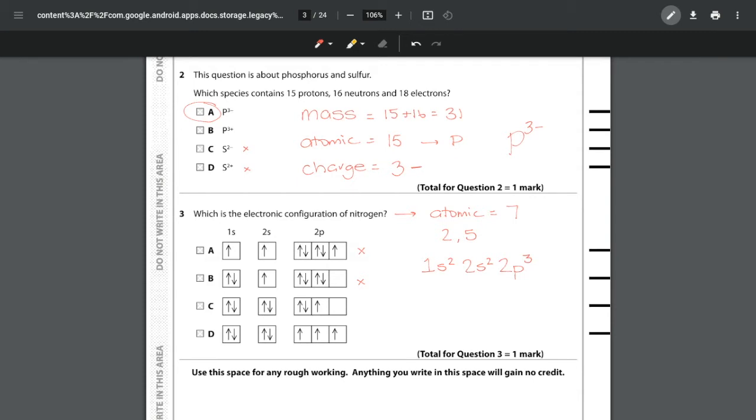So that leaves us with C and D, and we have to remember that each electron fills the orbitals individually before they pair up. So in other words, we would never have an empty orbital like this. So it can't be C, and our answer must be D.